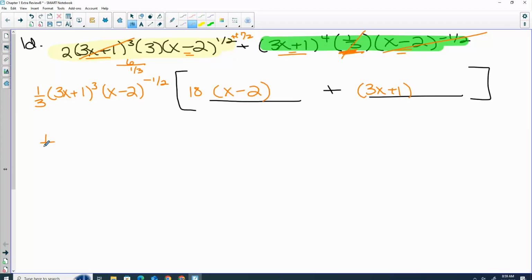So I'm going to simplify what we have. Inside here, you would distribute and combine like terms. Can't do that in one step. So it'd be 18x plus 3x, so 21x. Negative 36 plus 1 is negative 35. What do you notice about that? And 35. What can we do? So if I take out 7, it would get multiplied with this 1/3, so it turns into 7/3.